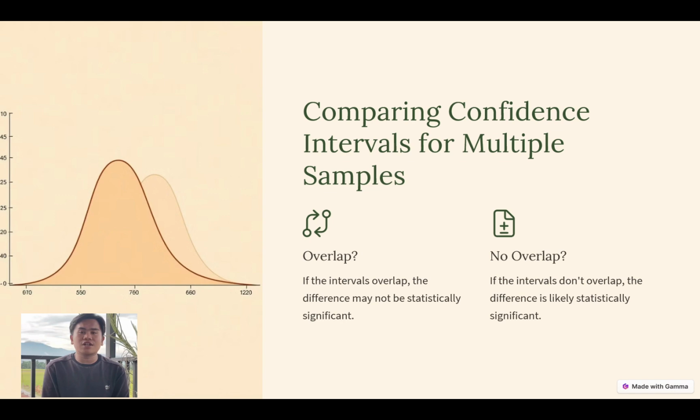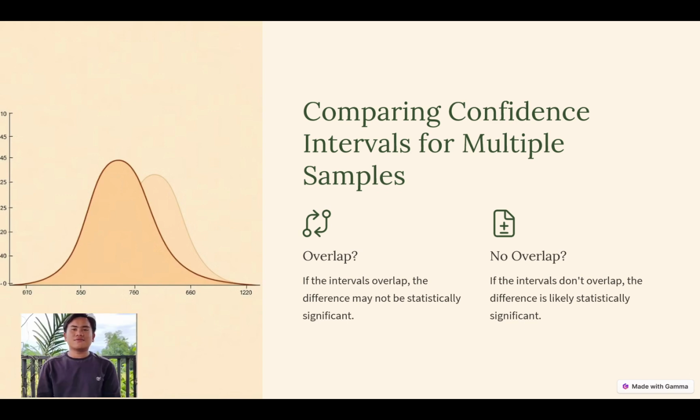Comparing confidence intervals for multiple samples. Overlap: if the intervals overlap, the difference may not be statistically significant. No overlap: if the intervals don't overlap, the difference is likely statistically significant.